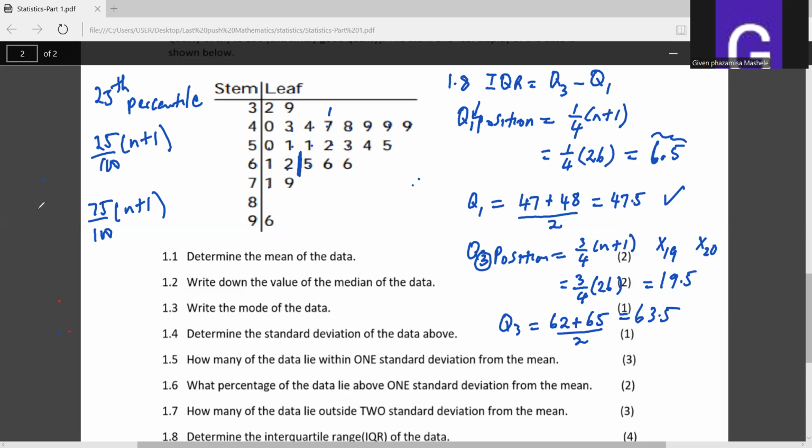And since we have our quartiles, ladies and gentlemen, now we'll have to calculate the interquartile range. Let's now calculate the interquartile range. I believe you guys are following.